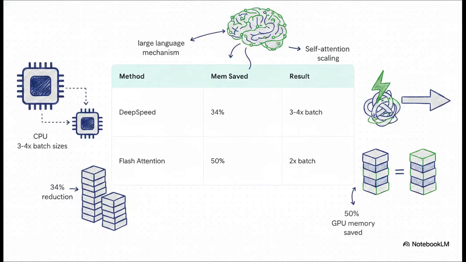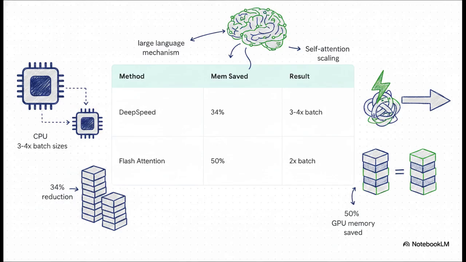Well, the transformer architecture inside these LLMs has a self-attention mechanism that is notoriously memory-hungry. It scales quadratically, which is a nightmare for memory. Uber uses two main weapons to fight this. First, DeepSpeed ZeRO-3 CPU offload. This basically shifts some of the memory burden completely off the GPU, giving them a 34% reduction in GPU memory usage and letting them push their batch sizes 3 to 4 times higher.